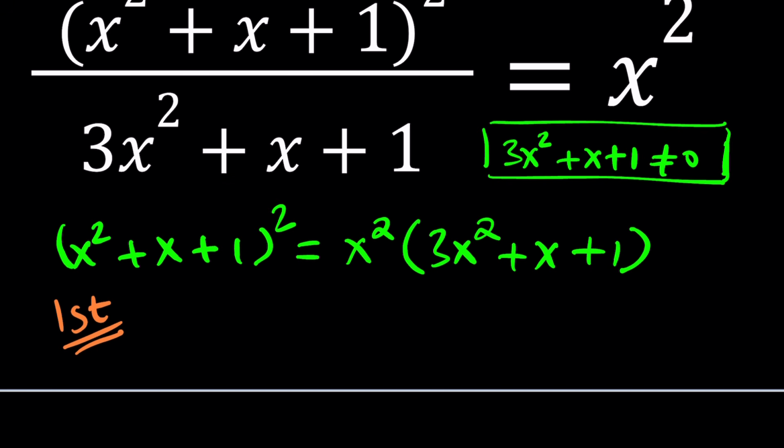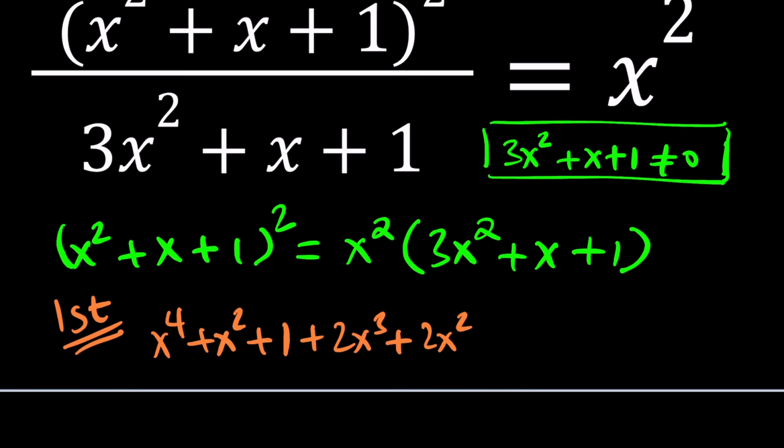That's going to give us x to the fourth plus x squared plus 1. Usually when I have (a plus b plus c) squared, I use a squared plus b squared plus c squared plus 2ab plus 2bc plus 2ac. Did I say everything right? ab, ac, bc. Okay, you get the idea, hopefully. So it's going to look like this: 2x cubed, 2x squared, and then 2x.